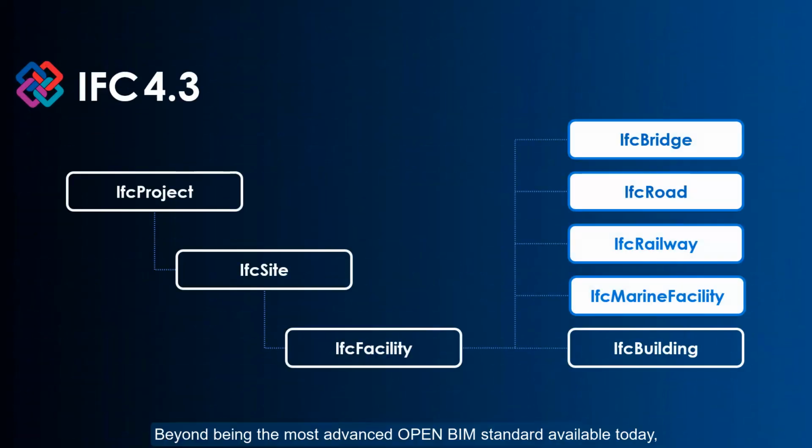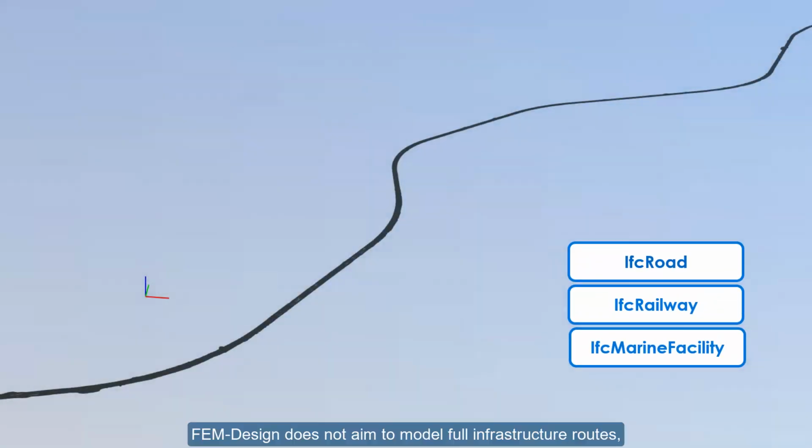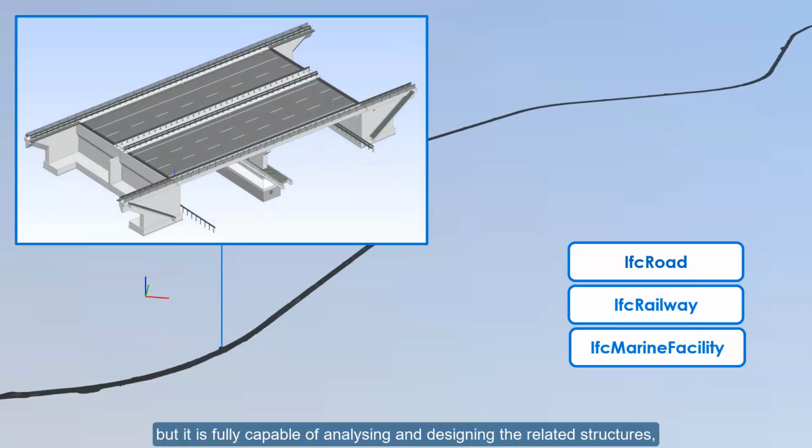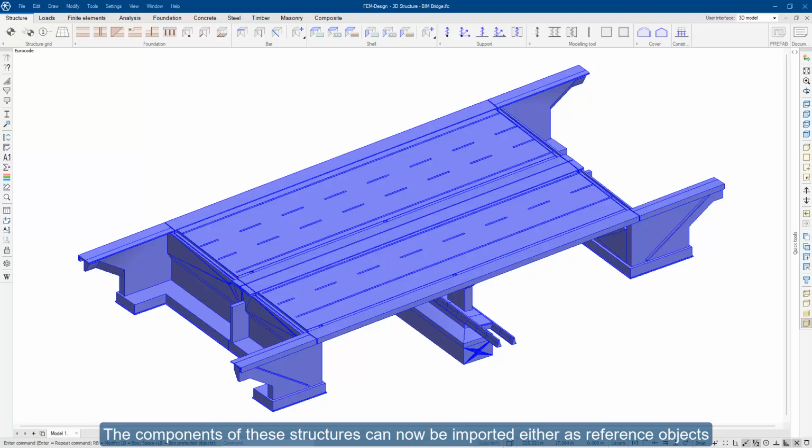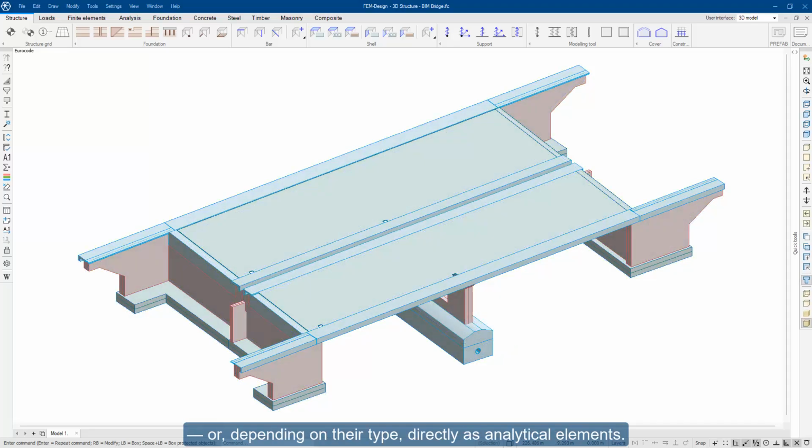Beyond being the most advanced Open BIM standard available today, IFC 4.3 introduces a new focus area, linear infrastructure. It addresses the specific requirements of bridges, roads, railways, and waterways. FEM-Design doesn't aim to model full infrastructure routes, but it is fully capable of analyzing and designing the related structures, such as bridges and overpasses. The components of these structures can now be imported either as reference objects for later analytical conversion or load referencing, or, depending on their type, directly as analytical elements.